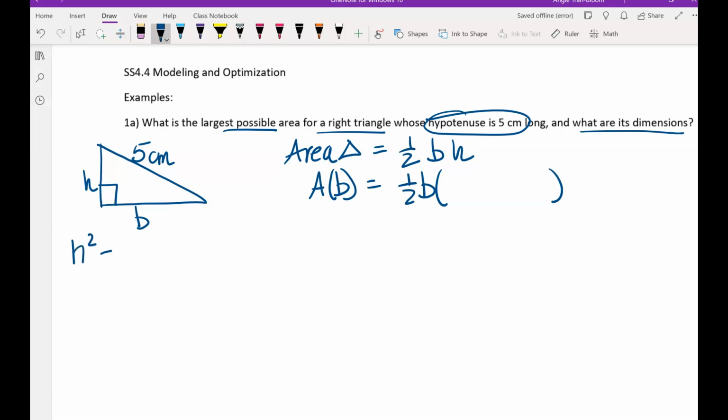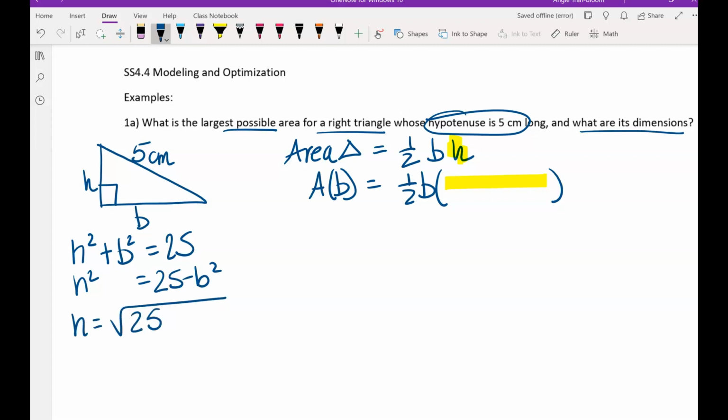So H squared plus B squared equals 5 squared, which is 25. I'm trying to solve for H, so I can substitute in here. That's going to be H squared equals 25 minus B squared. Take the square root. Normally, I'd say don't forget plus or minus, but because H is your height, we cannot have a negative height, so we're only going to take the positive side.